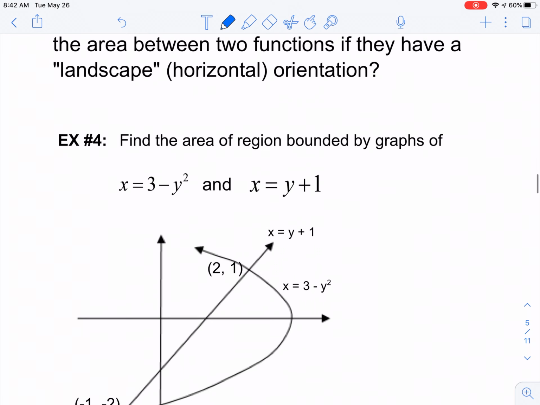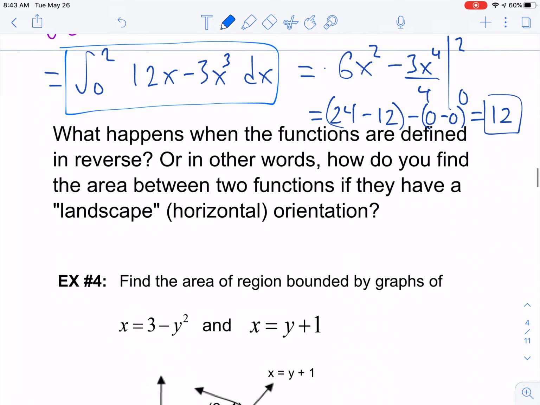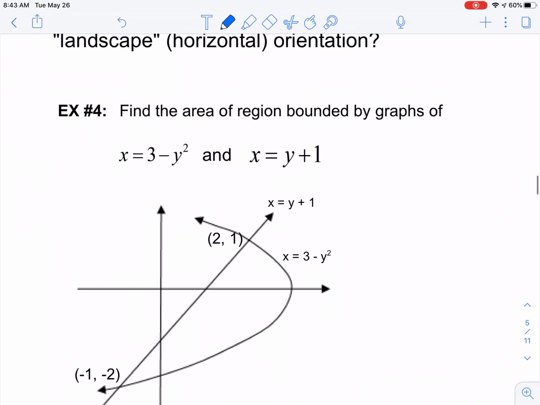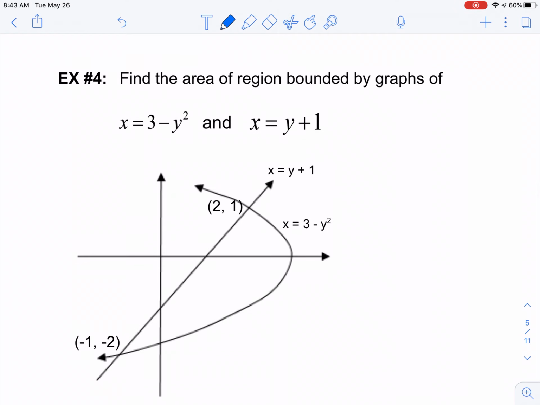Now sometimes you will see examples that have the orientation reversed. So no longer are we dealing with top and bottom here, because look at how the functions are expressed. They're expressed as x in terms of y. Usually 99% of the time in math, we're dealing with functions that are y expressed in terms of x. Y equals x stuff. Here, these examples are x equals y stuff.